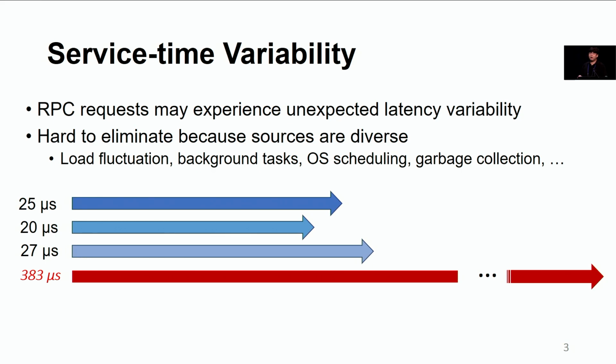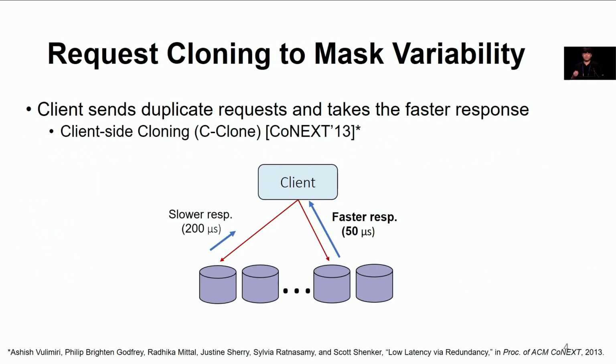However, this is hard to eliminate because the sources are very diverse. So although we cannot eliminate this variability, we can mask it. Request cloning, also known as redundancy, is a simple and powerful technique to mask variability. The idea is very simple. In client-based cloning, the client duplicates the request to different servers and takes the faster response.